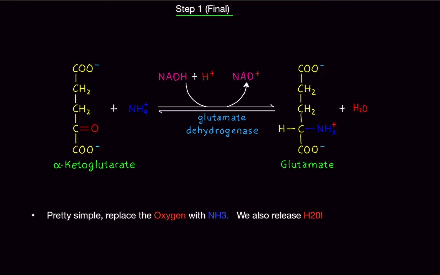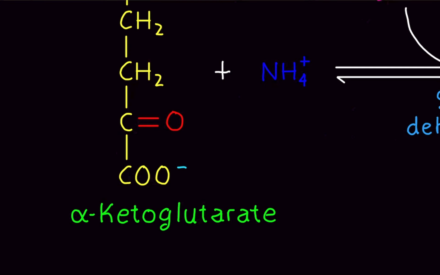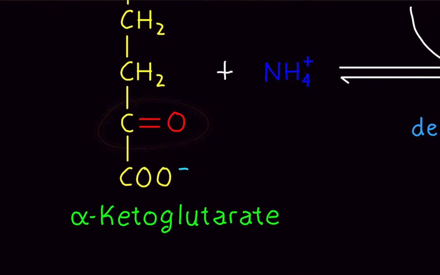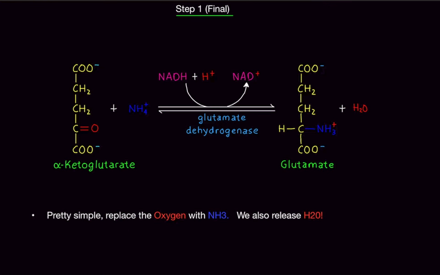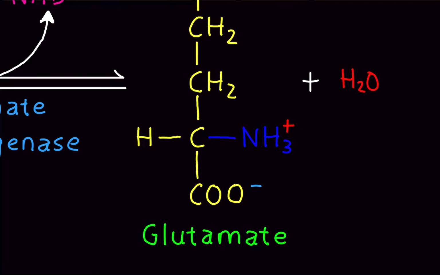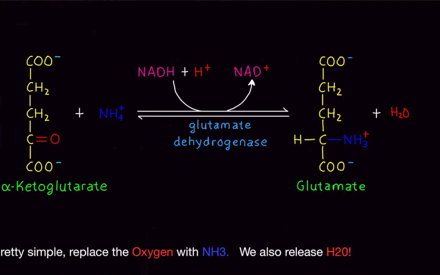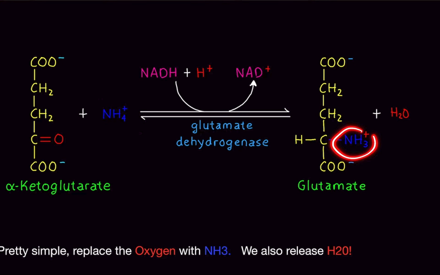Using the enzyme glutamate dehydrogenase, and using the protons from this NADH plus H, we're going to drive this reaction forward and break up this carbon-oxygen double bond and instead replace it with ammonia, NH3. So NH4 was here. We have now substituted it with NH3. The double bond goes bye-bye.